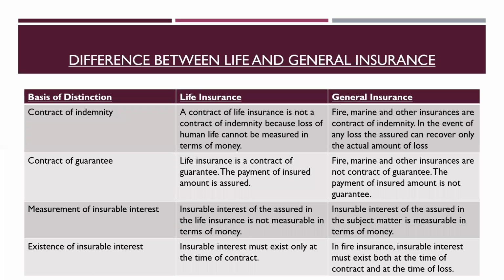Now, the difference between life and general insurance policies, only that needs to be discussed in this module and we'll complete the portions. So what are the different points of difference between life and general insurance? First one is contract of indemnity. Indemnity means you will be only compensated for the loss. No one will be allowed to make a profit out of insurance.